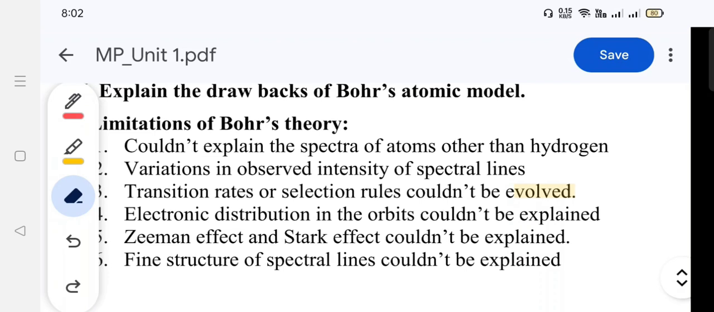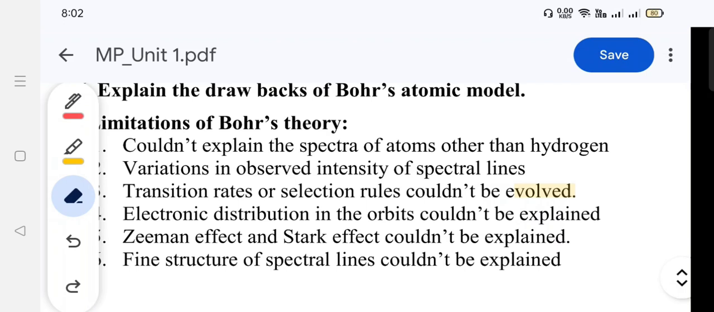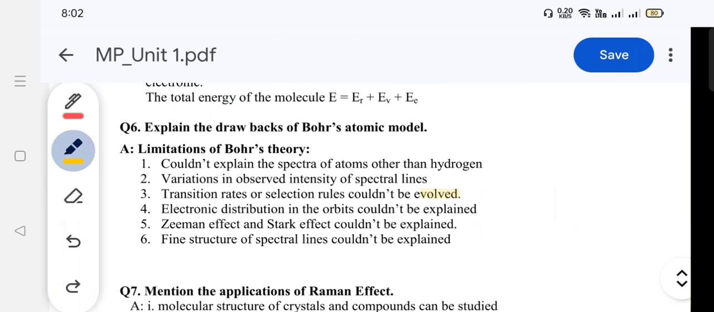But it could not explain the spectra of atoms other than hydrogen. Hydrogen is the fundamental first atom with only one electron. For hydrogen, it could explain the spectral lines to some extent, but it could not explain the spectral lines of other, higher atoms. Even in the case of hydrogen, it could not explain the fine structure, how the spectral lines split with increasing fields. And there are some deviations from the theory to the real observations of spectral lines.